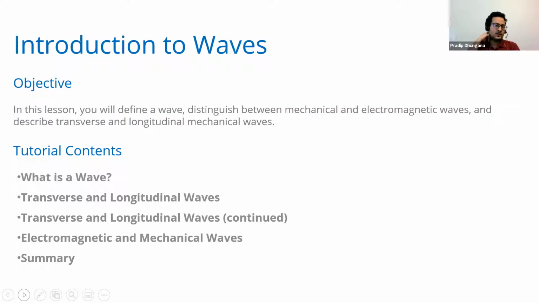Now our first lesson is introduction to waves. The objective of this lesson is to define a wave and distinguish between mechanical and electromagnetic waves, and also to describe transverse and longitudinal mechanical waves. In your tutorial, we'll have what is a wave, the definition of transverse and longitudinal waves, and electromagnetic and mechanical waves, and at the end, we'll have a summary. When we complete our lesson, we'll go through some of the questions from the mastery test.